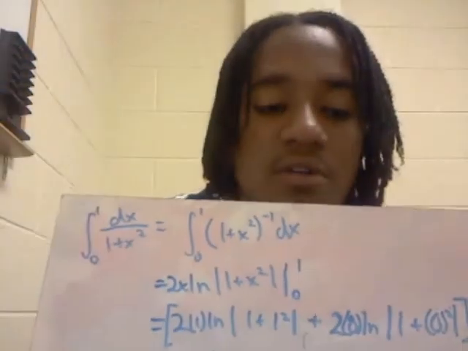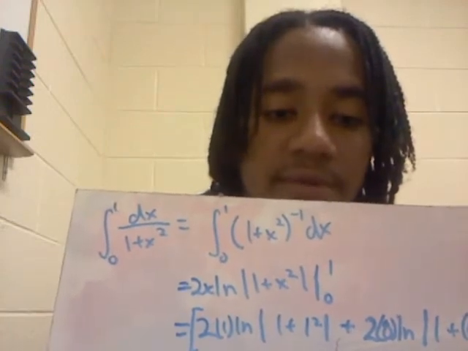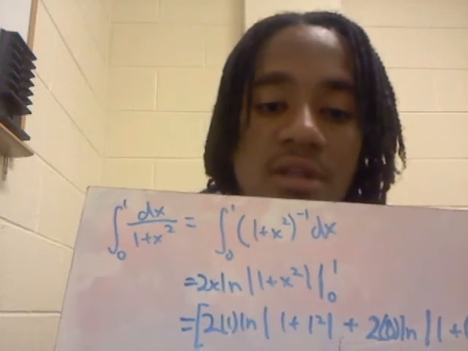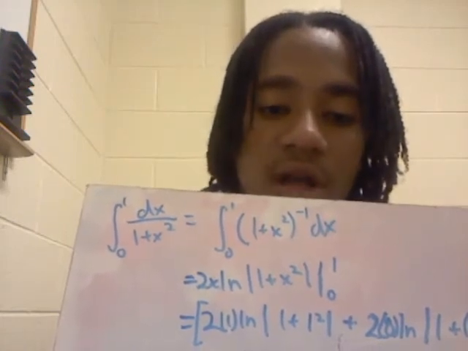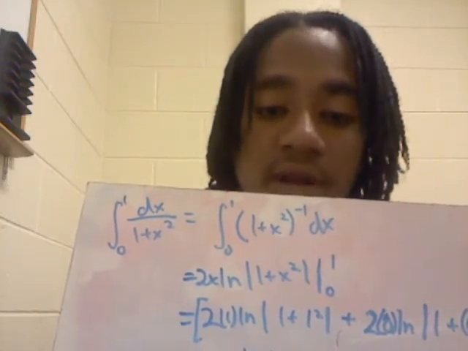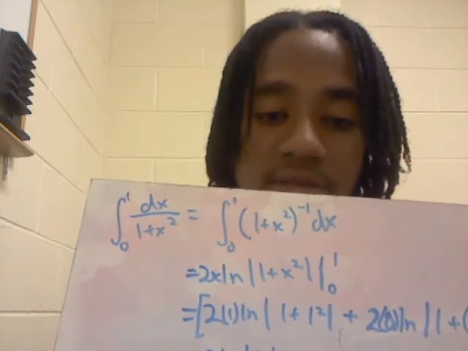For our first example, we will use number 39 in section 7.7, which is the integral from 0 to 1 of dx over 1 plus x squared. This also equals the integral from 0 to 1 of the quantity 1 plus x squared to the negative 1 power dx.